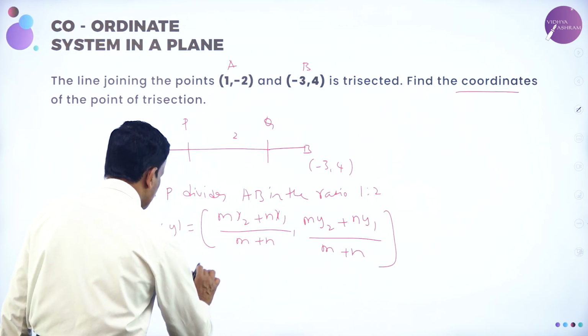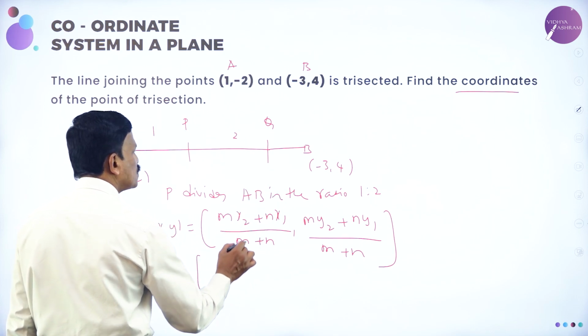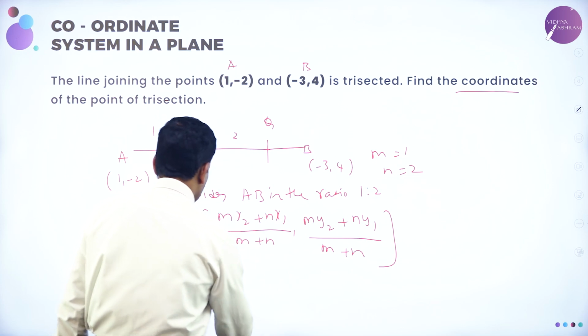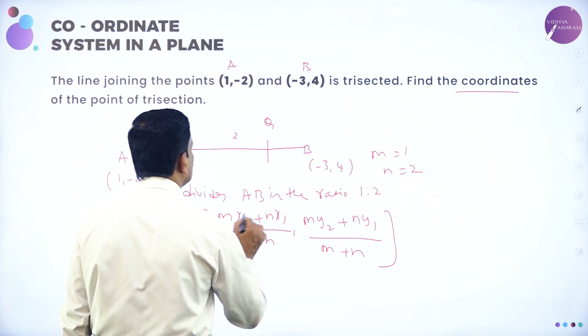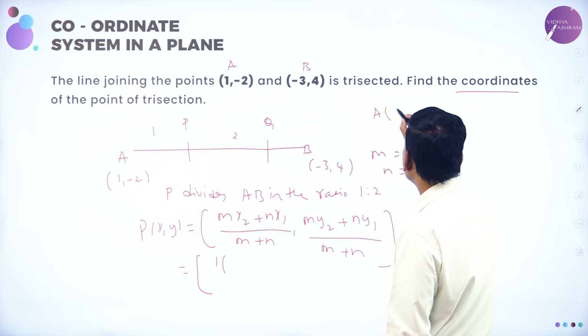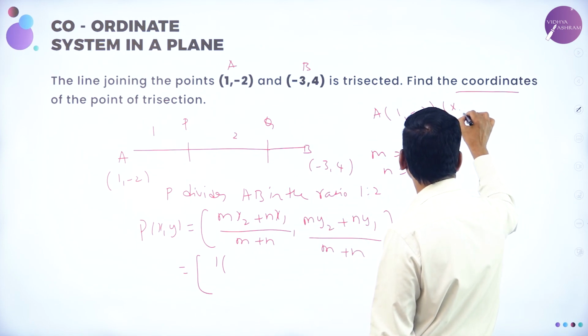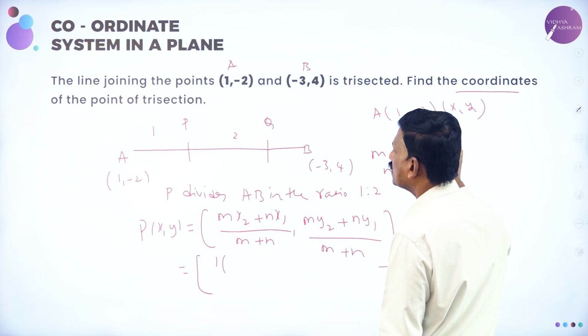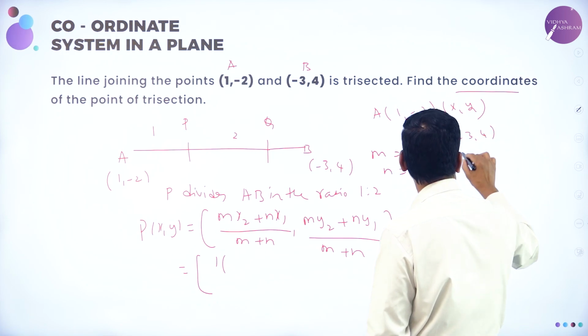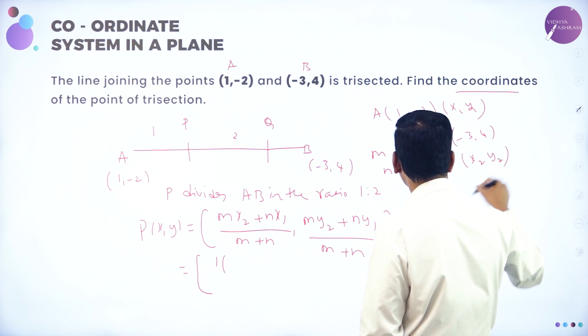Now this is equal to, what is m? m is equal to 1. Here m is equal to 1, n is equal to 2. 1 into x2. So this is x1 y1. A is (1, -2). This is x1 y1, and B, what is B? B is equal to (-3, 4), this is x2 y2.